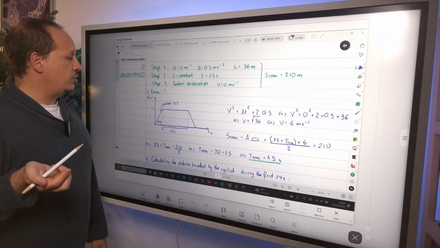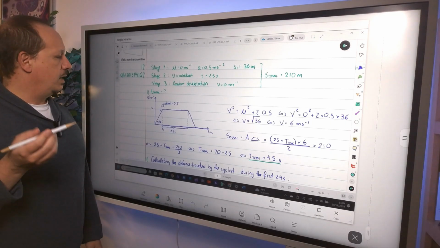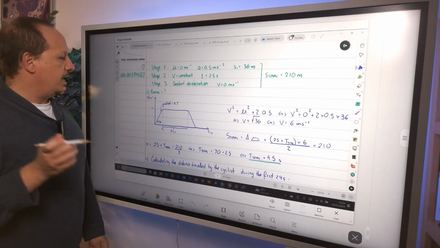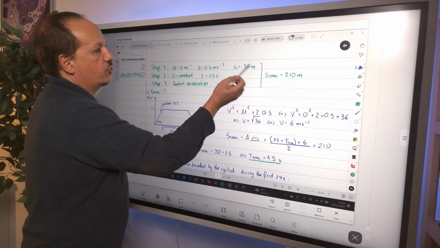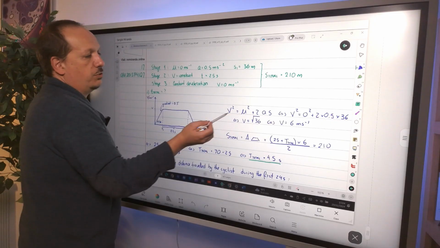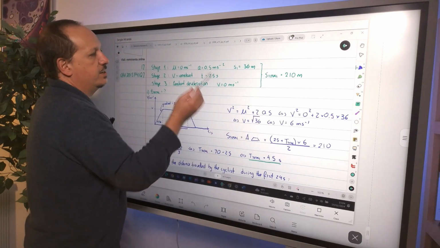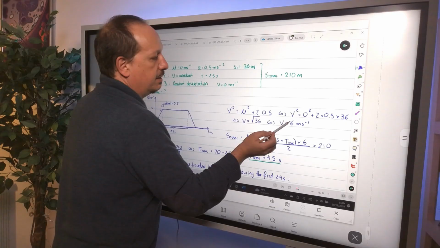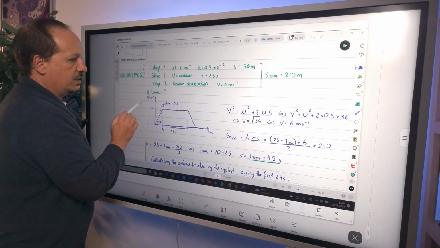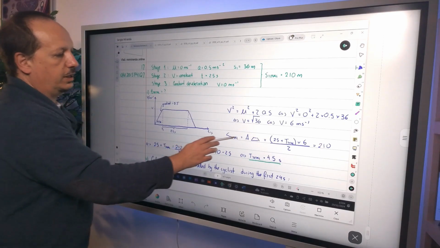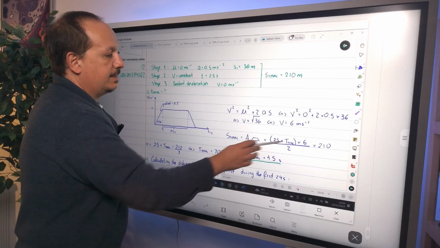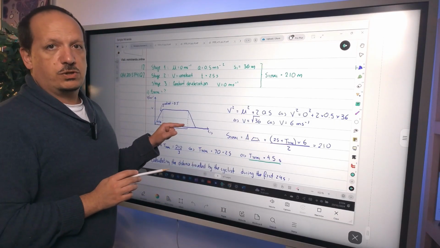So you have to use one of the SUVAT formulas, and the one that you may use, because you know the acceleration and you know the distance it traveled, is this one: V squared equals U squared plus 2AS. U is 0, V is what you want, A is 0.5, S is 36, means that V is 6. Now you know this, all right? So now that you know this, you can use the formula for the total area to get the total time, which is what you want.